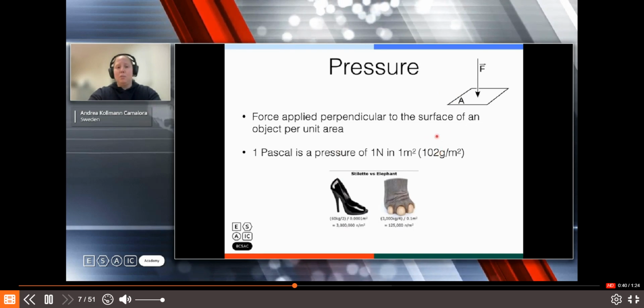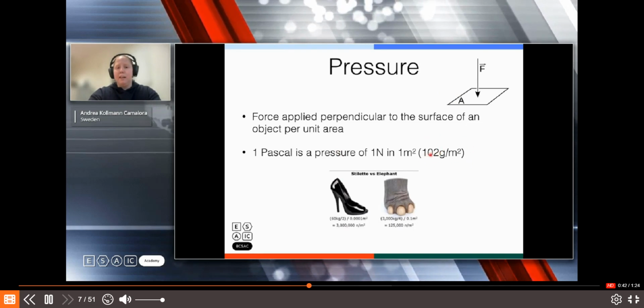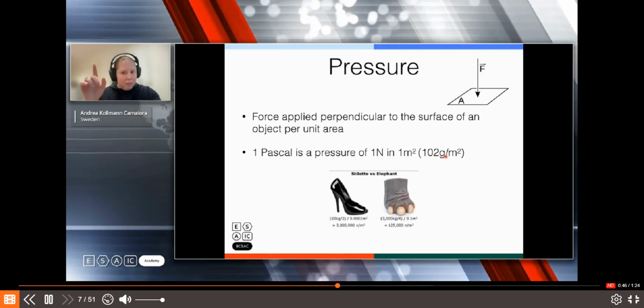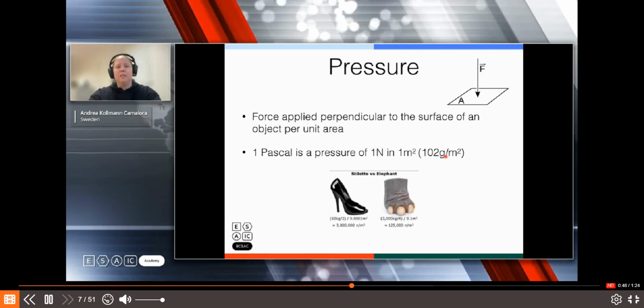So how much is 1 Pascal? It is 102 grams per square meter. Is this important? Yes, because you'll see in the next slide how it starts making sense.